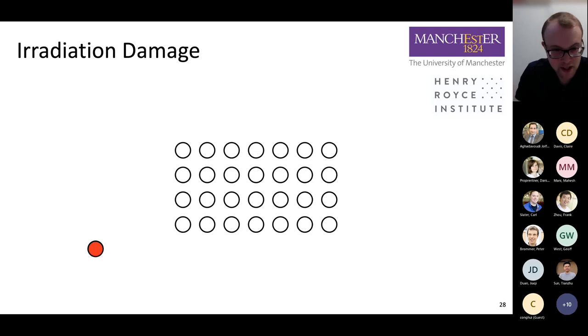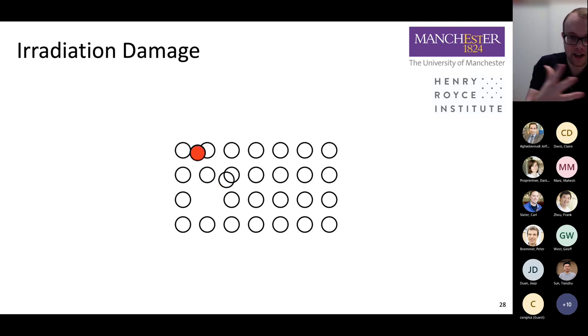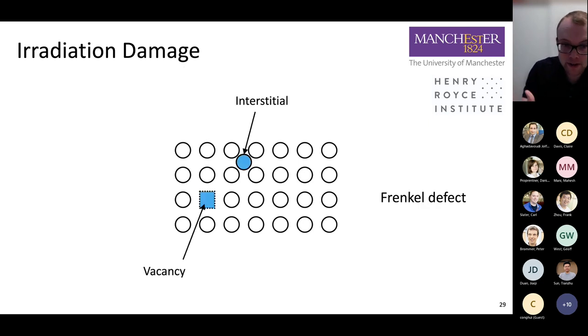explain irradiation damage. What generally we have is some sort of energetic particle. The energetic particle is in red here, and that comes in and hits an atom within our structure, and that creates a vacancy and interstitial pairs, and these are Frenkel defects. So we create lots of vacancies and interstitials. Now, that actually isn't what happens when we bombard an energetic particle in.